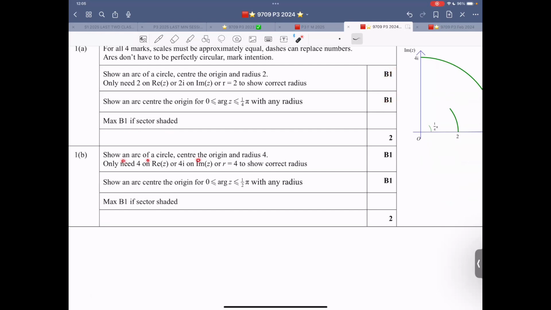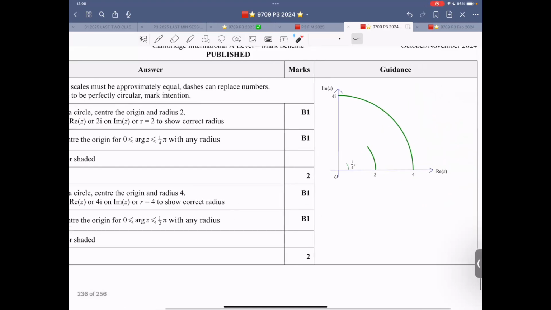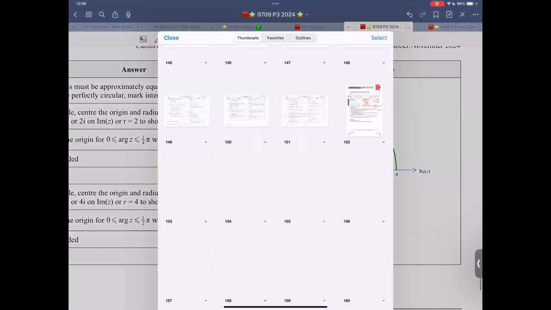Show an arc of a circle, center origin, radius 4. Only need 4 on real and 4i on imaginary. Basically radius 4. Show an arc of a circle, such and such. So the green one is the thing. Let me go back over here.